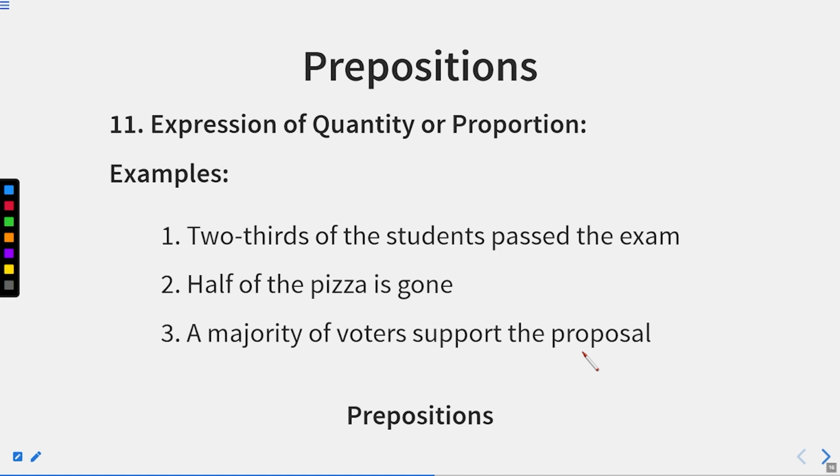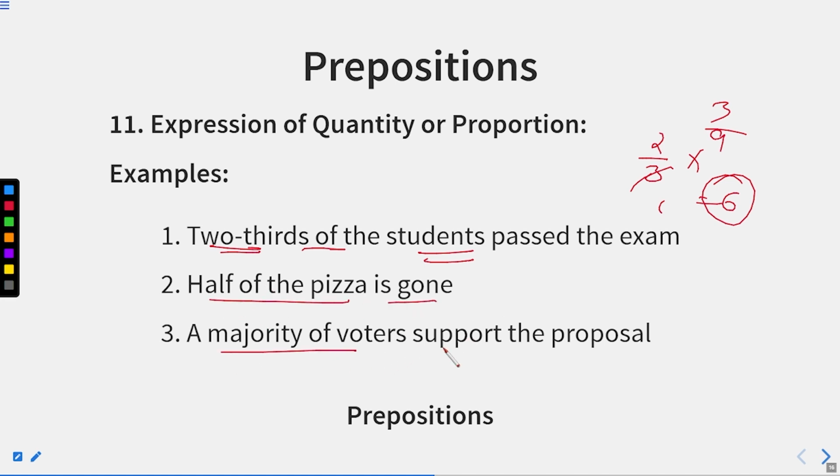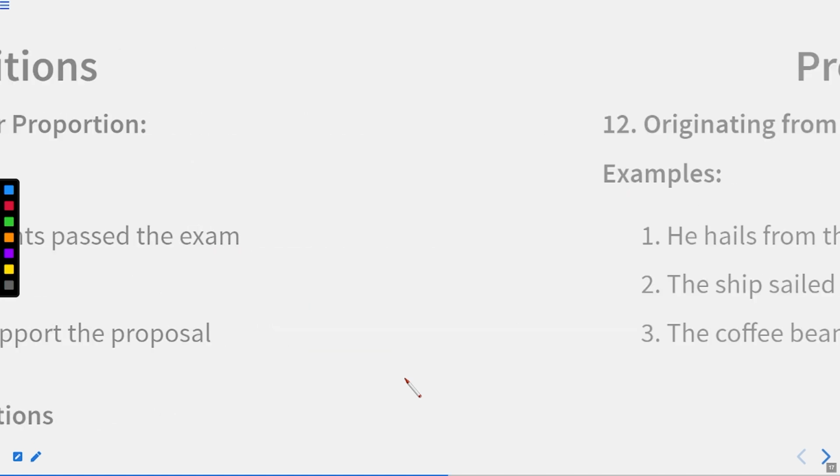Expression of quantity or proportion. 2/3 of the students. Now we cannot say 2/3 students. We have to say 2/3 of the students. It means whatever the students are. Suppose the students are 9, let's say, and we are showing 2/3. It means 3 ones are 3, 3 threes are 9, so 2/3 is 6. So we are talking about 6 students. So 2/3 of the students, it means students are the entire number, and we are talking about the 2/3 part of them. So we can use preposition of just to show that particular position. Half of the pizza is gone. A majority of voters support the proposal. So this is how we can use preposition of. Now let us move to the next one.